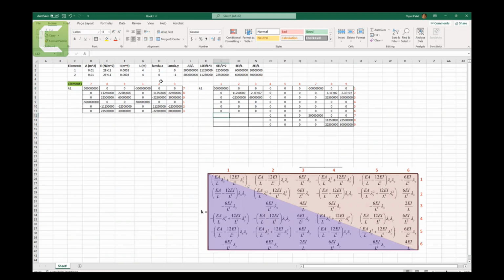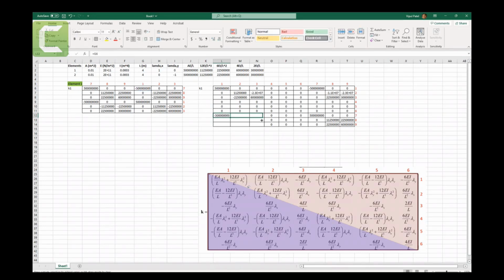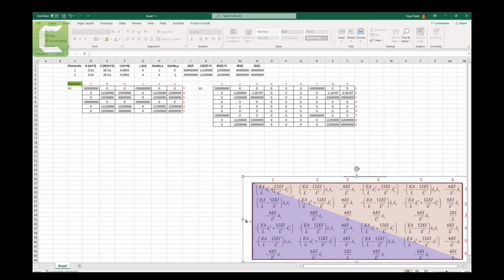Row 7, column 1. So column 1, row 7. So there you go. And then you can just go across and go down. Okay, so that is your 9 by 9 matrix for K1.